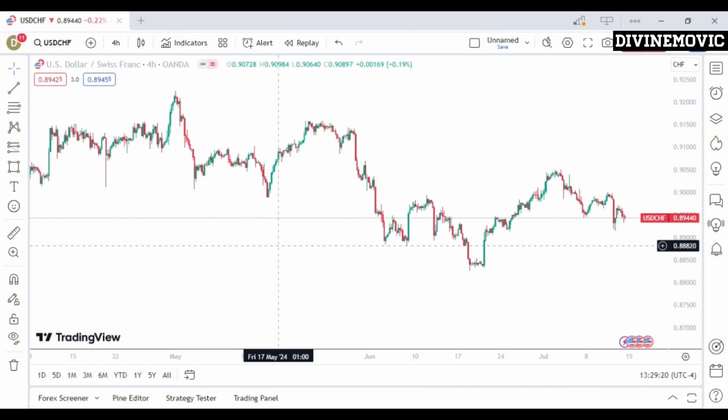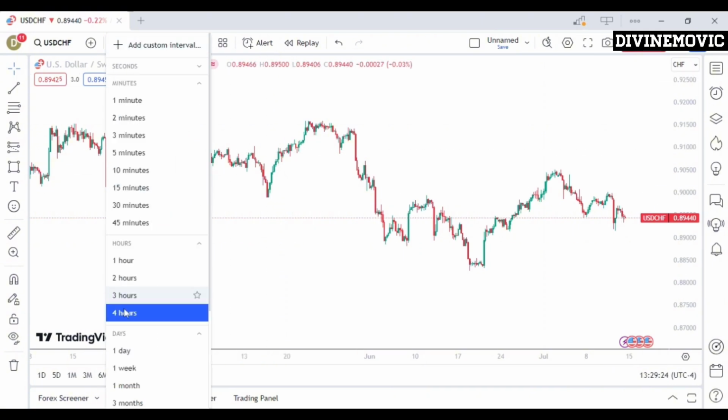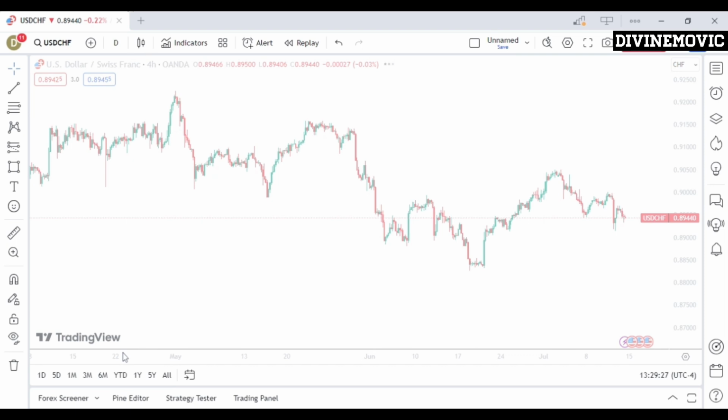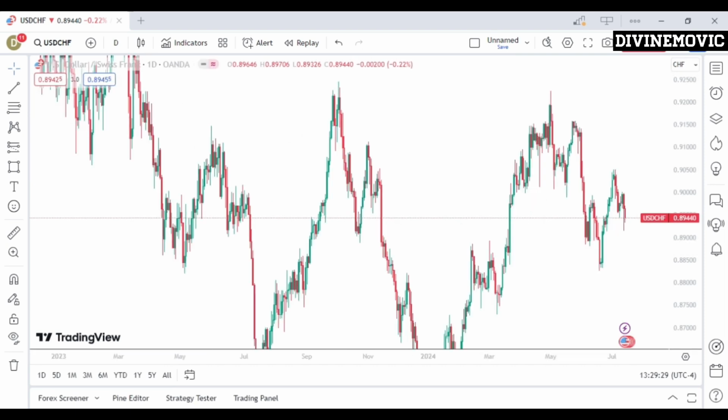So the first thing I want to do now is to switch to the daily time frame because I basically use daily time frame as my higher time frame. And I want to identify where price is going to. Is price going to the upside or to the downside? If price is going to the upside, then I want to be looking for buys. But if price is going to the downside, then I want to be looking for sells.